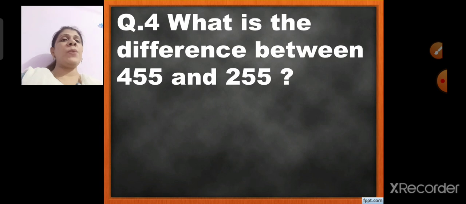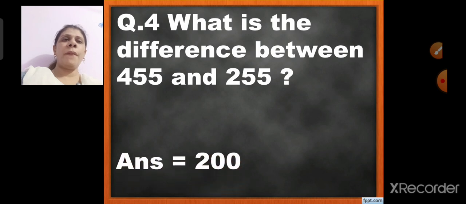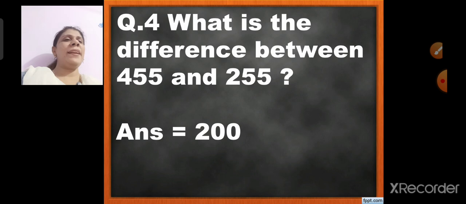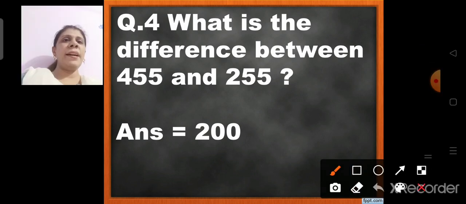What is the difference between 455 and 255? Now children, I have told you before that when it is difference, it means it is a subtraction sum. The answer which we get after subtraction is known as difference. So subtract and tell me, what is the difference between 455 and 255? 200. Let us see whether we are correct.